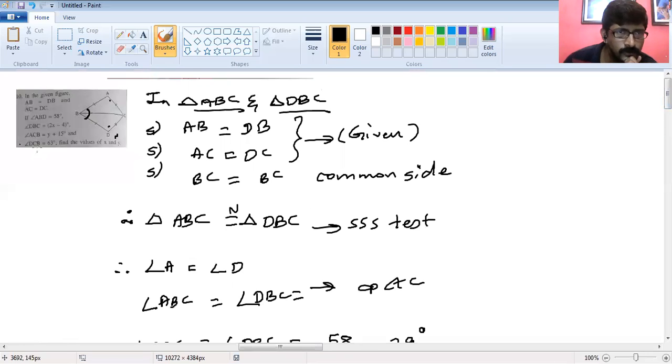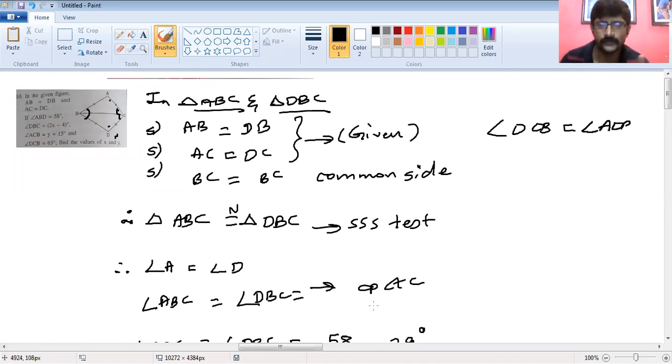And we have to find some more things. Angle DCB, it's given as 63. This portion is given as 63. And we have to find this part, isn't it? That would be equal to this, isn't it? So we'll write it down over here, guys. So angle DCB is equal to angle ACB. Why is it equal to angle ACB? Because CPCTC, corresponding parts of congruent triangles are congruent.